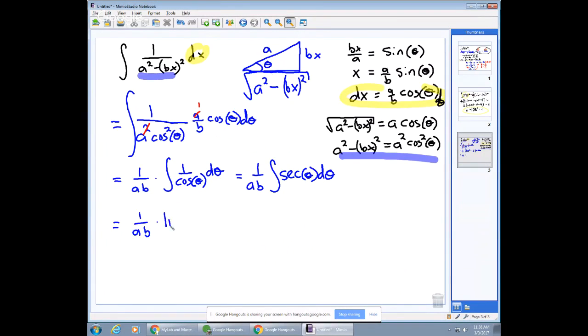So this is the natural log of the absolute value of the secant of theta plus the tangent of theta, and then plus c. Now we got to translate secants and tangents back to x's. So we got to look back at our work over here. Secant is 1 over cosine. So if cosine is the square root over a, secant should be a over the square root.